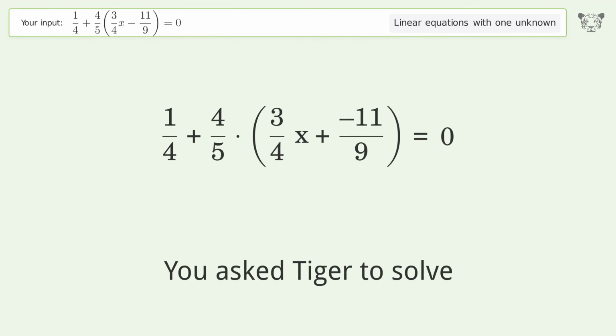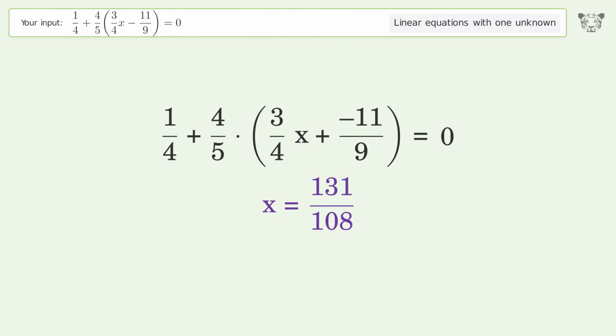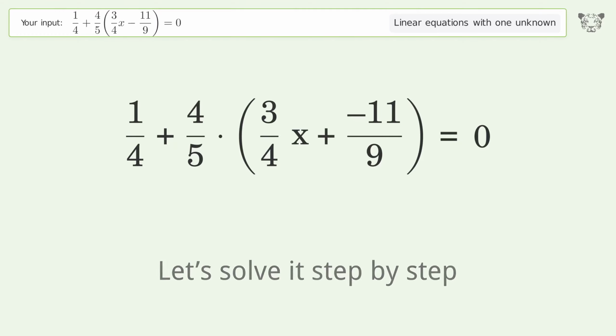You ask Tiger to solve. This deals with linear equations with one unknown. The final result is x equals 131 over 108. Let's solve it step by step.